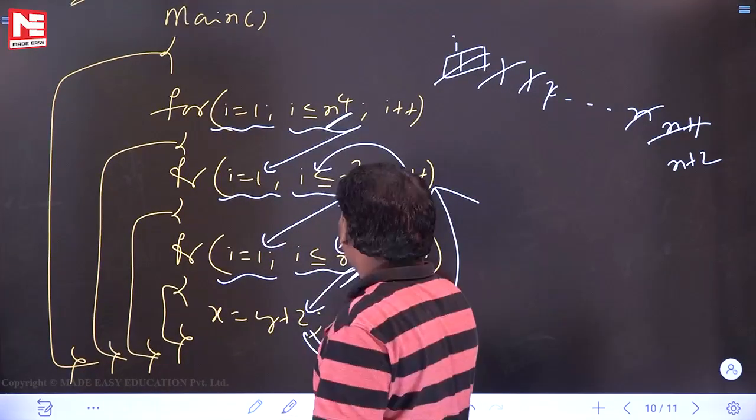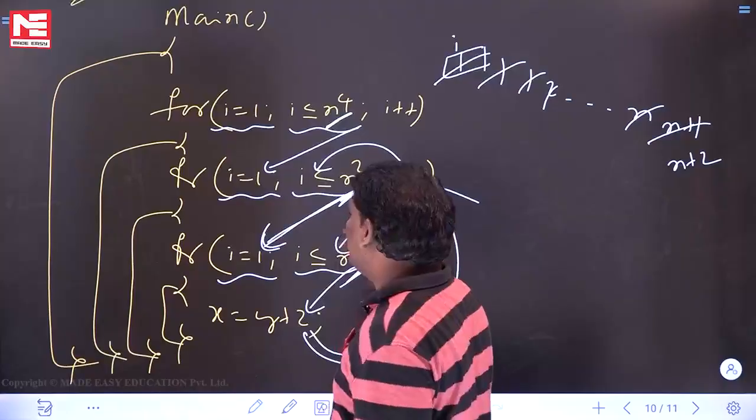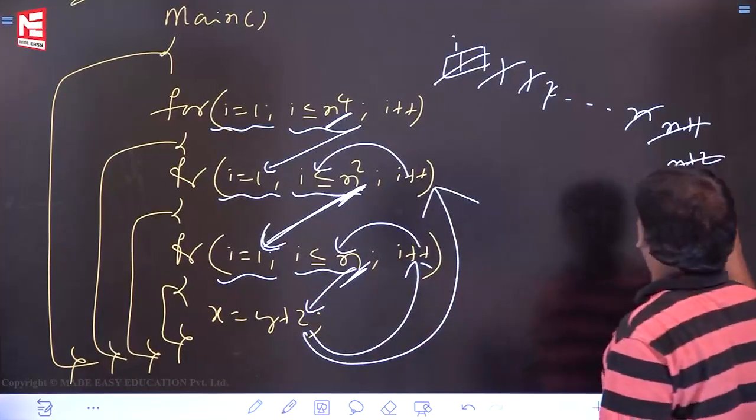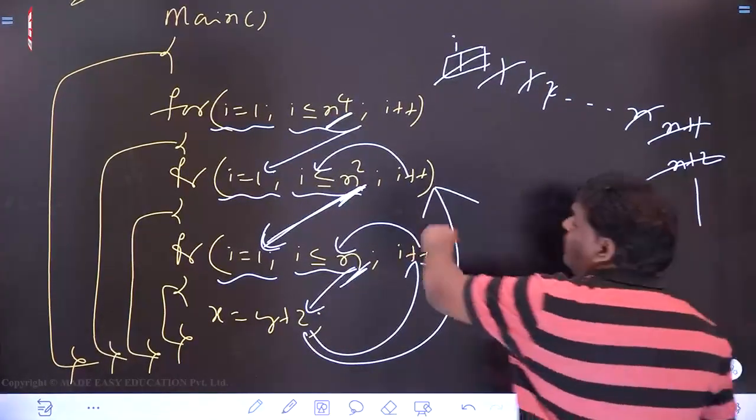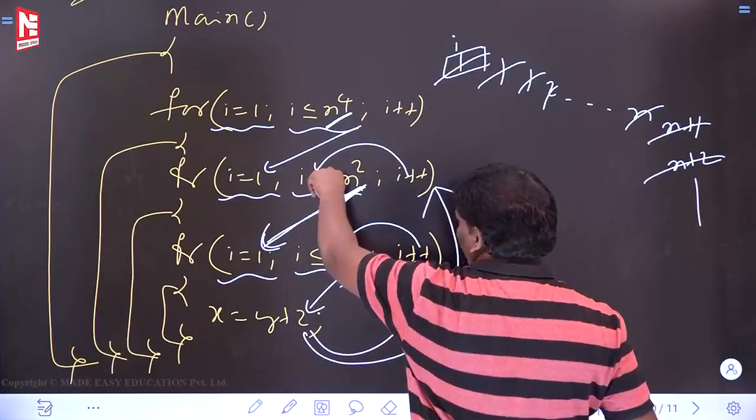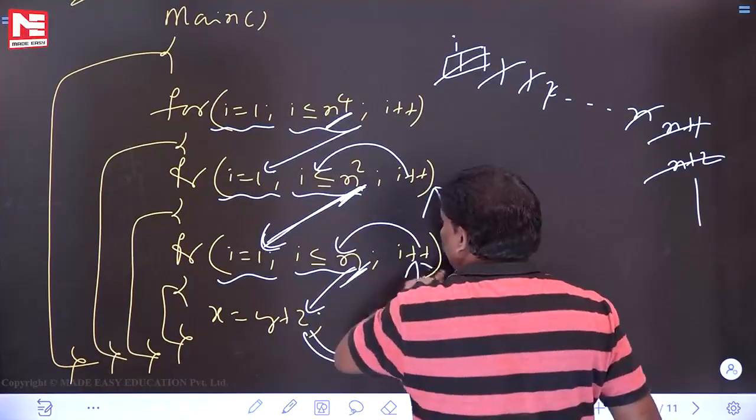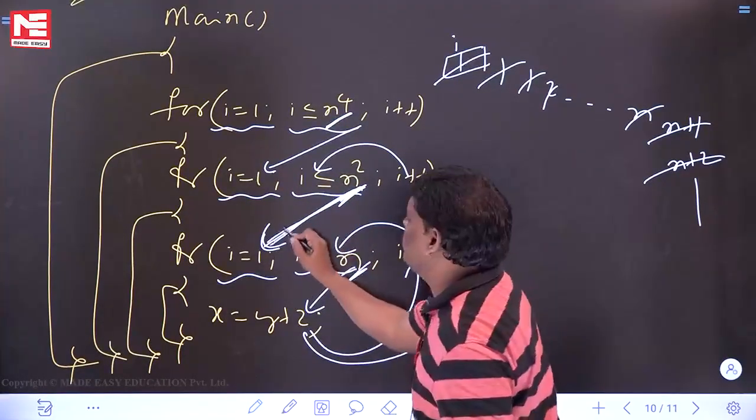This statement is a loop. You have to start from here. What is the answer? I think i value becomes once again 1, right? It went to n cube plus 2, condition true. For every true you have to execute the statement, which is a loop. The loop will always start from here.